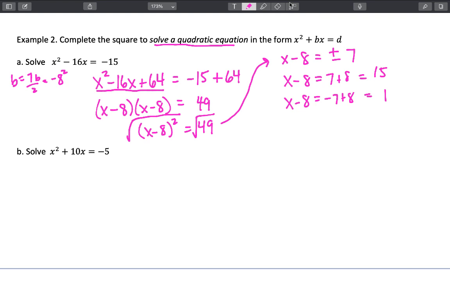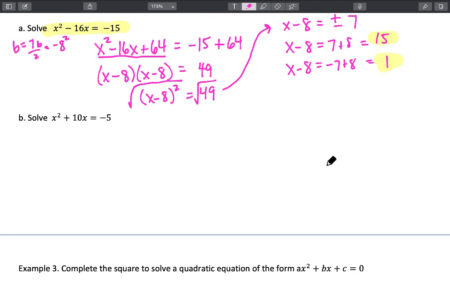So here are my two solutions to the quadratic equation I started off with, 15 and positive 1. As always, you could take those and you could plug them back in, and you could check to make sure that that indeed does check out. All right, let's try example 2b.